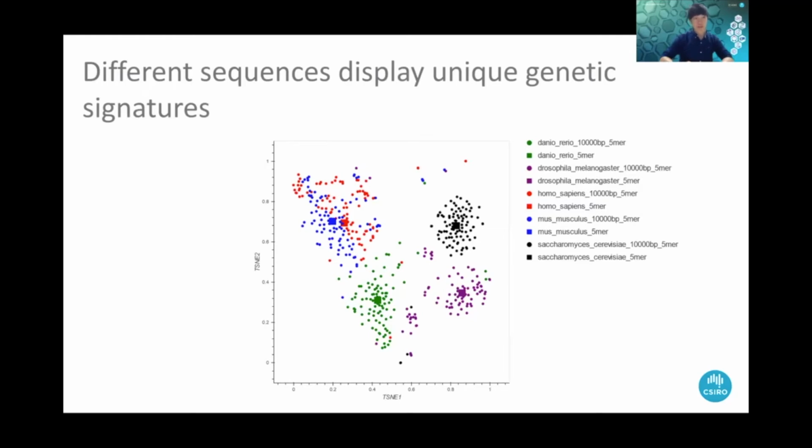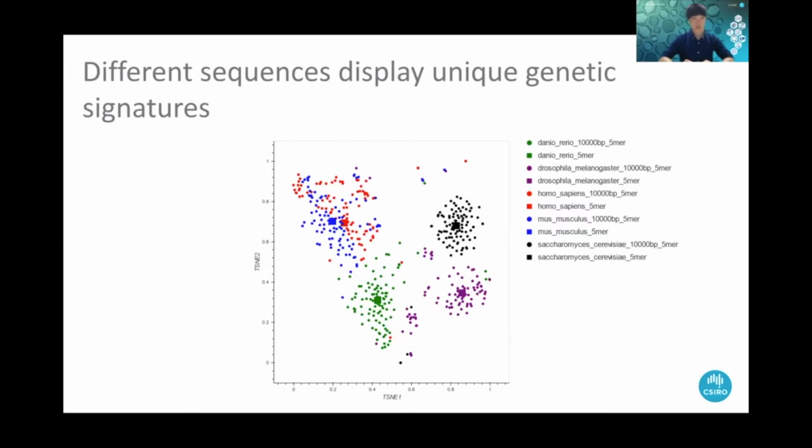So the plot here shows the genomic signatures of each eukaryotic genome, represented by the squares, and of each 10,000 base pair region, represented by the circles. From the plot, we can see that the human genome in red is positioned closer to the mouse genome in blue, compared to the Drosophila, yeast, and zebrafish genomes in purple, black, and green, respectively. This indicates that the human and mouse genomes are more closely related than the Drosophila, yeast, and zebrafish genomes, based on their signature.